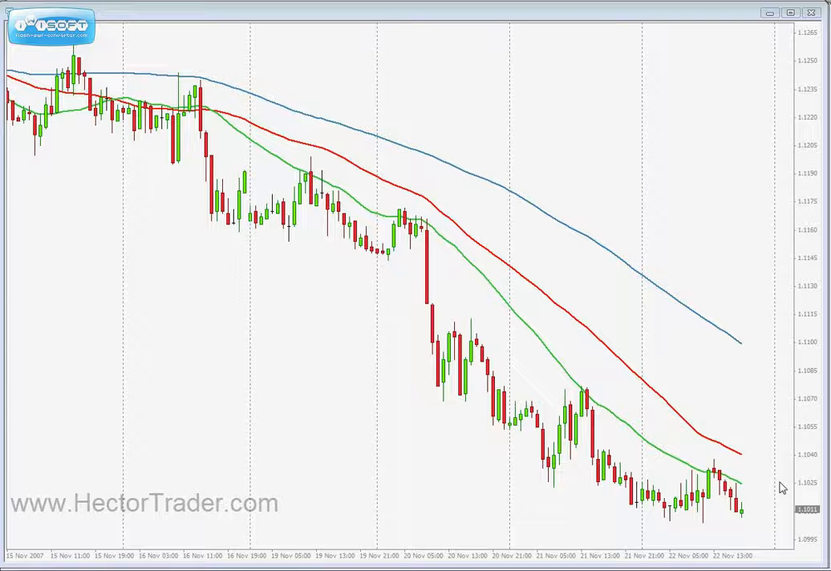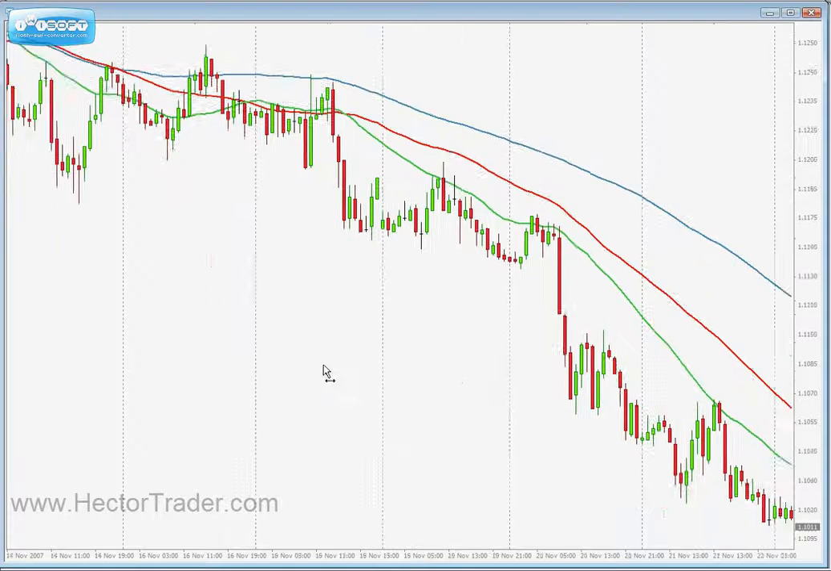All right. I was just mentioning how the dynamic area of support and resistance is the area between the 30 and the 50. Well, that's not totally accurate. It's the area between the 30 and the 50 in trending markets, and only in trending markets. That means that, let me scroll back in my chart, for example.